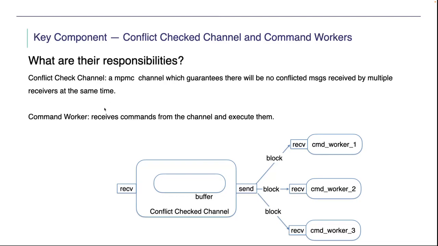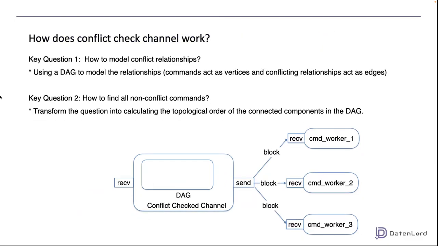Let's consider an example. Suppose there are three commands A, B, and C, and commands A and B conflict with each other, while command C doesn't conflict with either A or B. The working process of the conflict tracking MPMC channel can be simplified as follows. Of course, the working principle of the conflict tracking MPMC channel is not as straightforward as described.